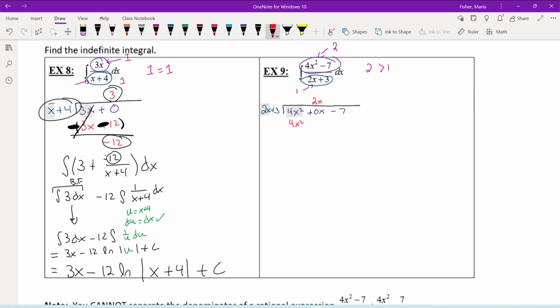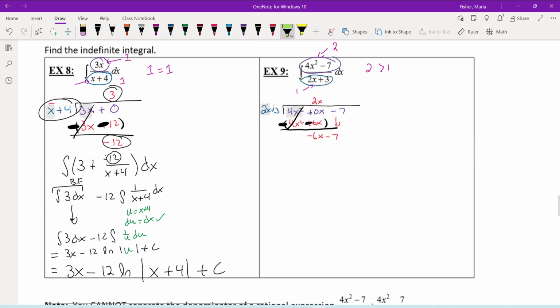2x times 3 is 6x. Now I subtract, but remember I really need to change these signs, so it becomes a negative 4x squared and a negative 6x. 4x squared minus 4x squared will cancel, and then 0x's minus 6x's is negative 6x. Bring down your next term of negative 7.